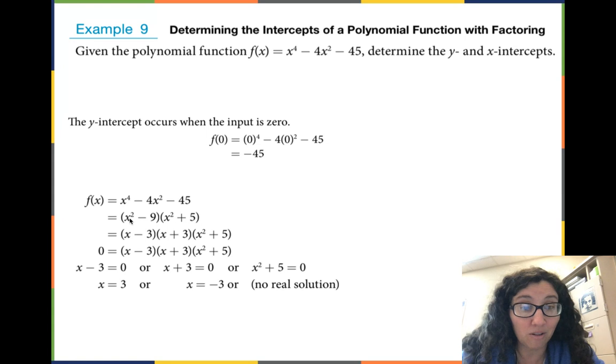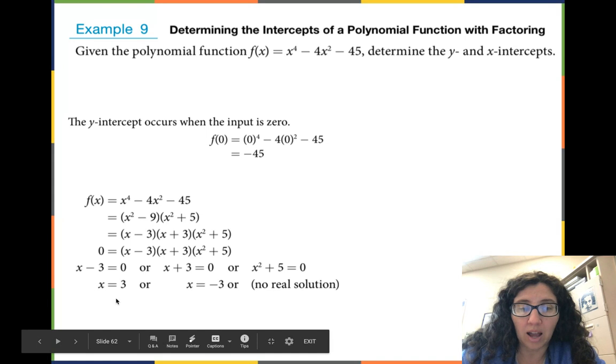That was very clever. We can write this as (x squared minus 9)(x squared plus 5). And now we can write this as a difference of squares. We can't factor this anymore. So what do we get? We have x-intercepts at 3 and -3. And we can't factor this in any way to get any more solutions. So our x-intercepts would be at 3 and -3.